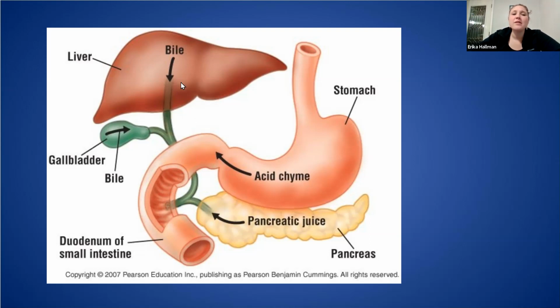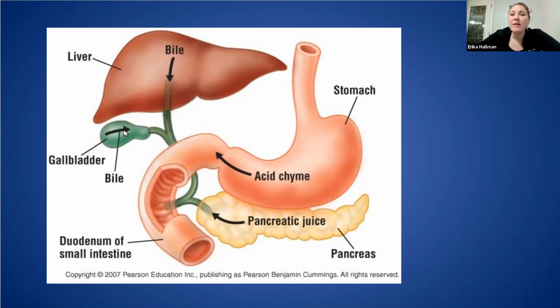The liver is going to produce bile, which is one of the main compounds that helps us break down lipids. Now, not every meal we eat is really high in lipids, so we don't always need bile. So we have this thing called the gallbladder, which will store the bile until we really need it.